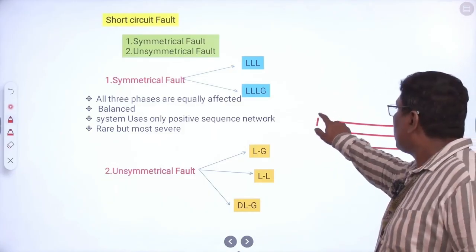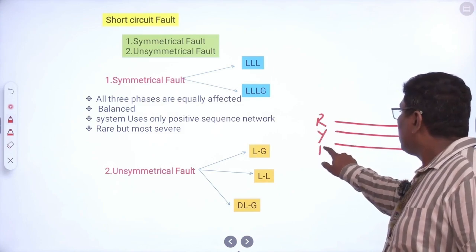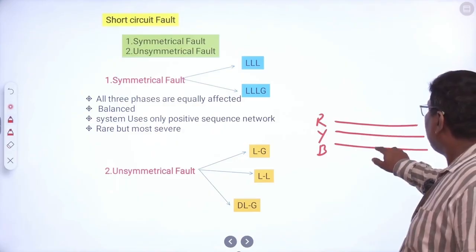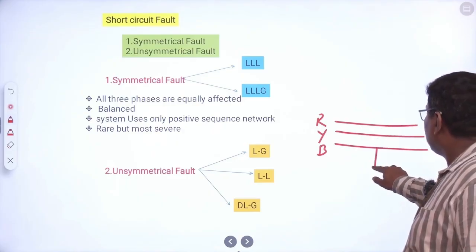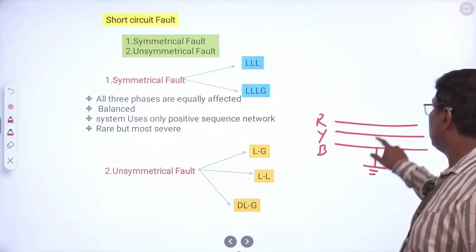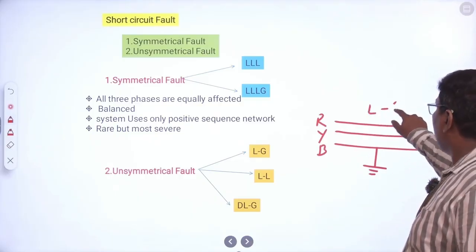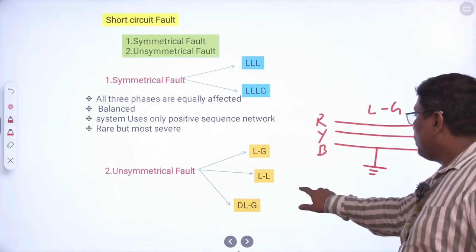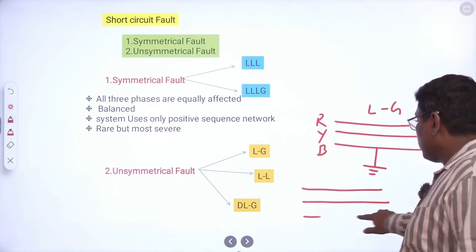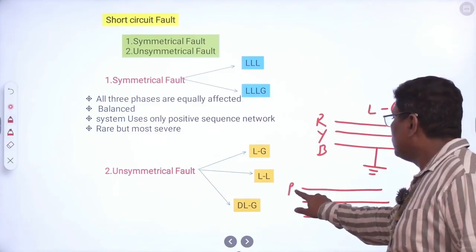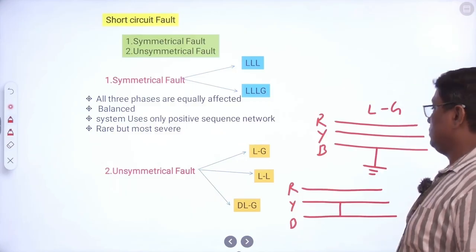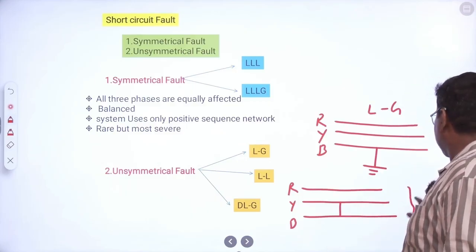So in this example, B phase short circuited with the ground is called as single line to ground fault. Line to line fault means two lines are short circuited. Two lines are short circuited is called as line to line fault.